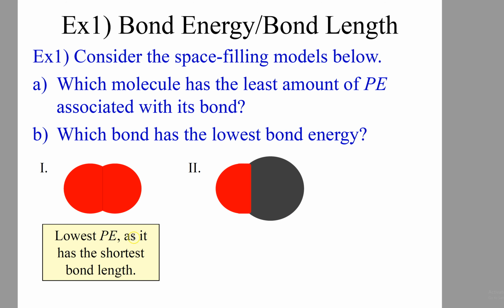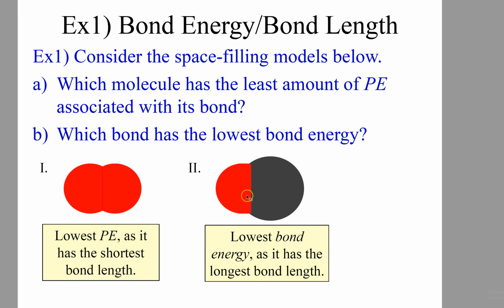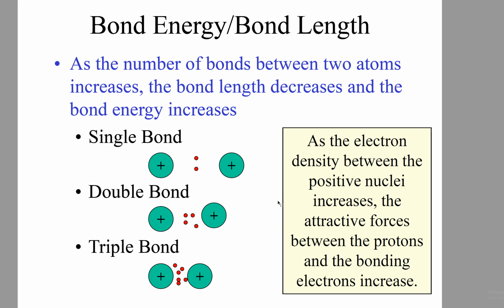So lowest PE, as it has the shortest bond length, which means that they're going to be closer together, which means this bond is going to be higher. And this one has the lowest bond energy as it has the longest bond length. So we're talking about PE, it has the lowest, and we're talking about the lowest bond energy will be this one. All right, so let's talk about single bonds, triples, and doubles.